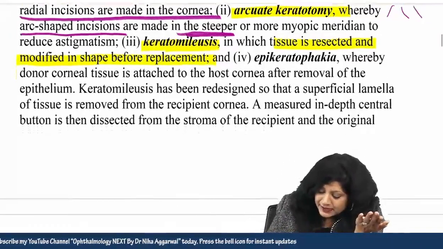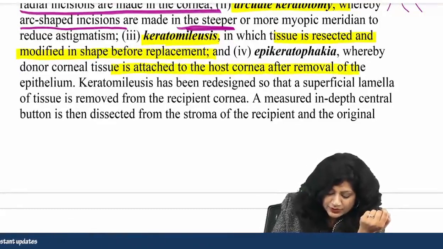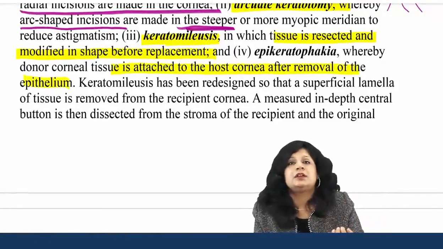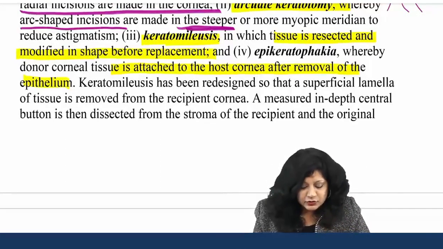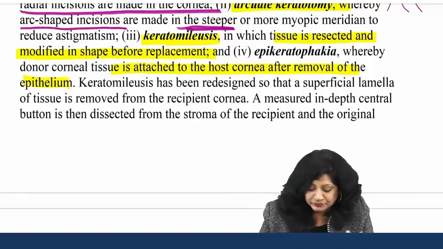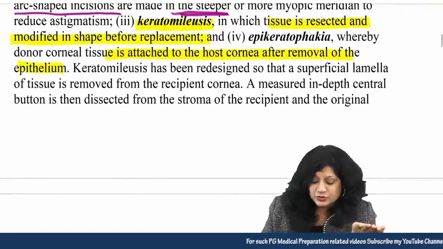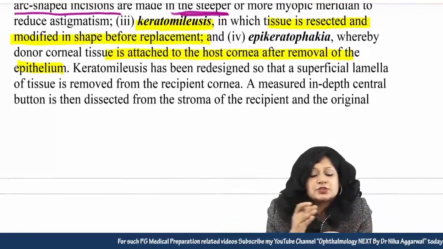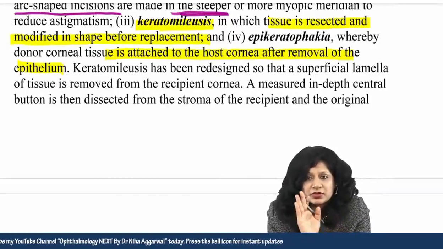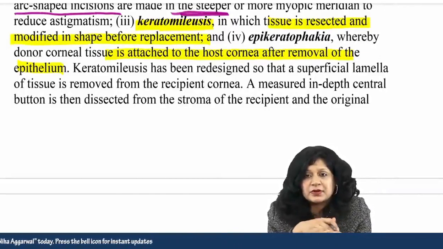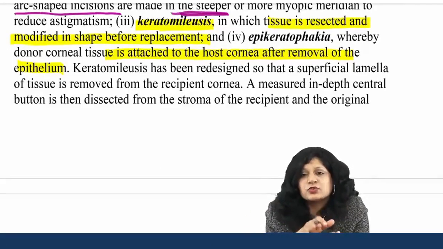Epikeratophakia, where the donor cornea tissue is attached to the host cornea after the removal of the epithelium. So see, epi means above, so that is epithelium, kerato means cornea, and phakia. So what you are doing, the donor cornea is attached to the host cornea. You are removing that corneal button kind of a thing. You are removing the epithelium. So whatever recipient cornea is left, you are attaching the donor cornea over that only. That is called as the epikeratophakia.